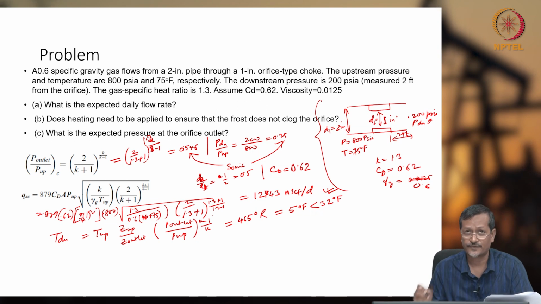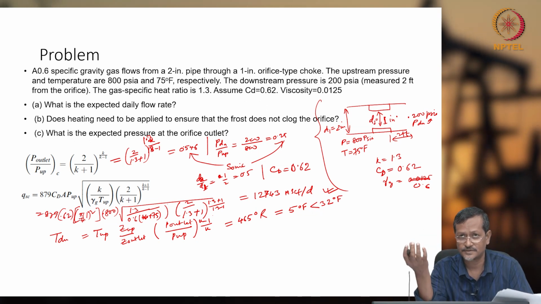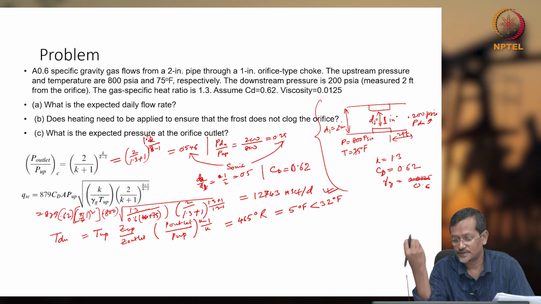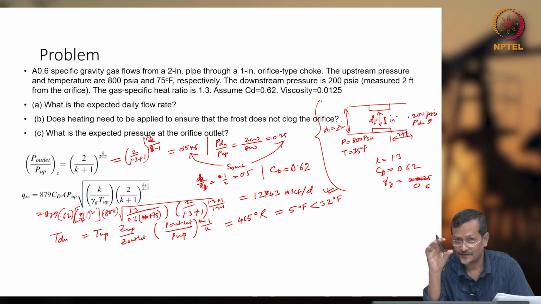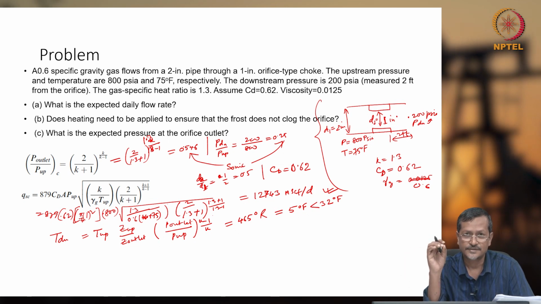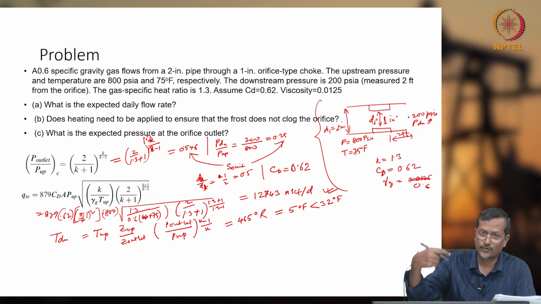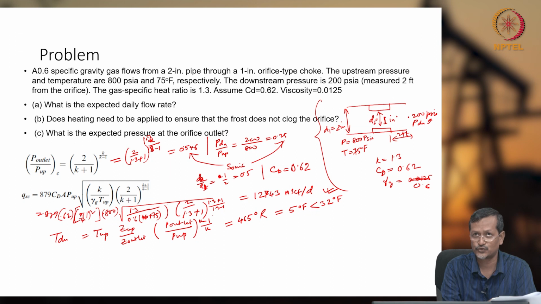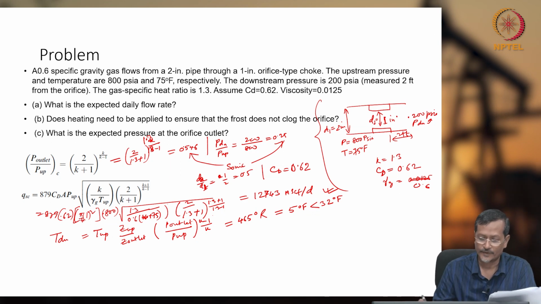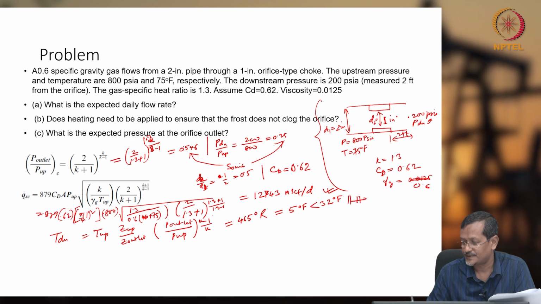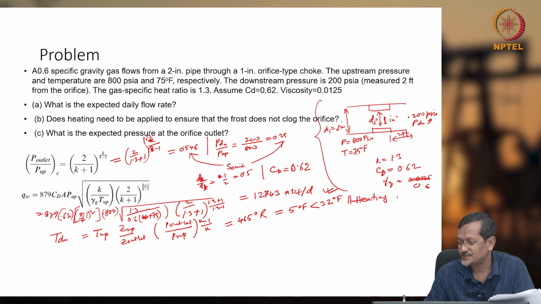At 32 degrees Fahrenheit water will freeze, it will form ice. So it is becoming less than the freezing point, which means ice formation will be there. So heating is required. You have to put a heating coil around the choke so that there will be no ice formation all around, and the choke will not get blocked. So heating is needed.